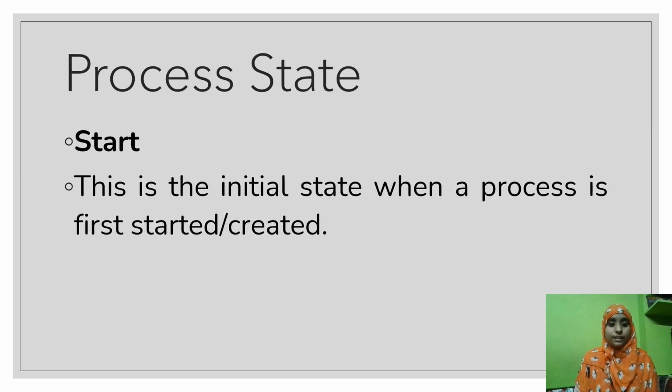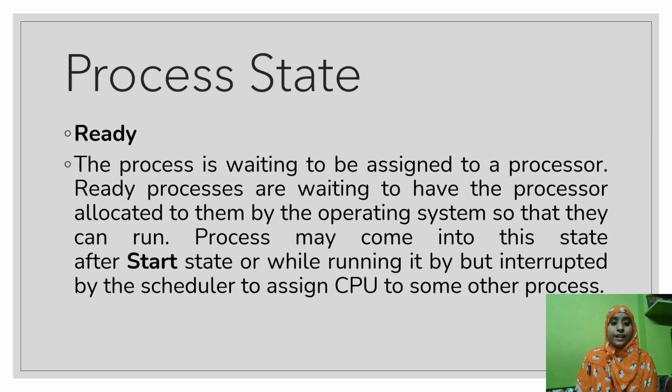Process state, start. This is the initial state where the process is first created or started. Ready state. The process is waiting to be assigned to the processor. Ready processes are waiting to have a processor allocated to them by the operating system so that they can run. A process may come into these states after start state or while running it.